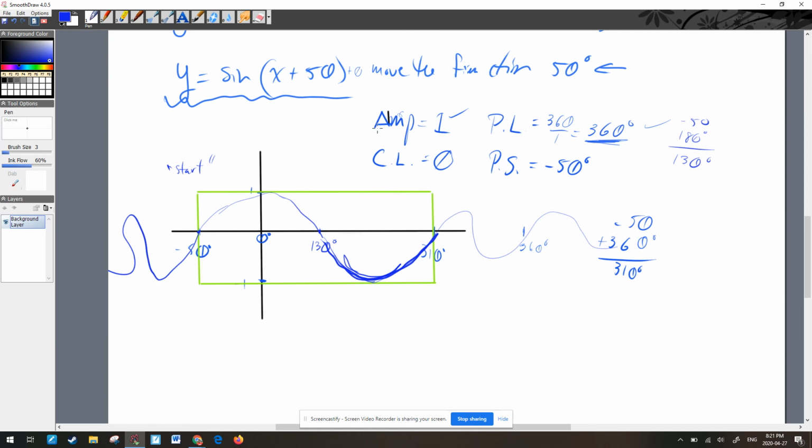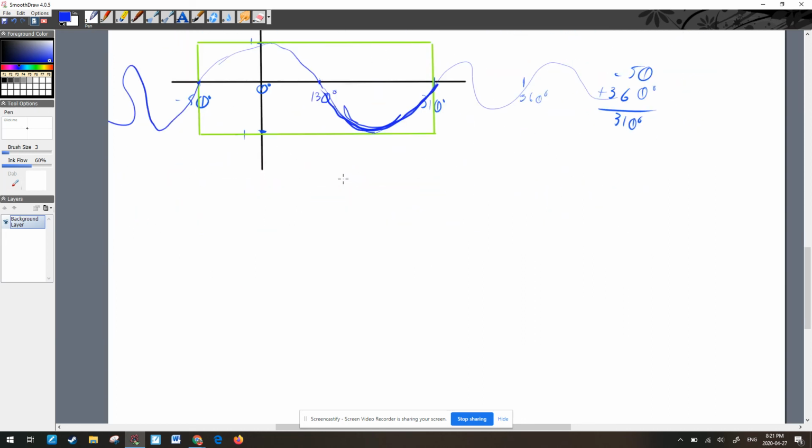Now, there is a complicator to phase shift. Okay, so here is the complicator to phase shift. Imagine that we had not only a C value, but we had a B value as well. Here we go. How about if we had y equals the sine of 2x minus 60? And the minus 60 is in brackets, because if the minus 60 wasn't in brackets, that would be the center line. Because it's in brackets, that is going to help us figure out what the phase shift is.